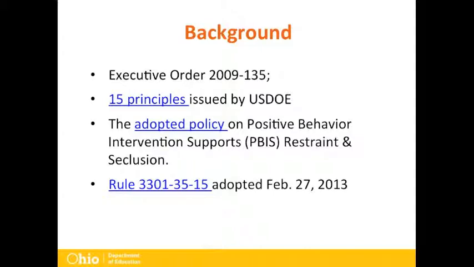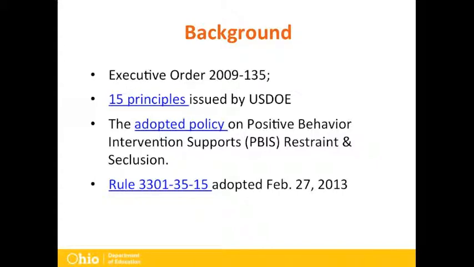First, let's quickly look at the background of the Positive Behavior Intervention Supports, Restraint and Seclusion policy in Ohio. First, Governor John Kasich issued an executive order which prohibits the use of prone restraint and requires that state agencies collaboratively work together to create a state policy. In addition to an overarching state policy, state agencies created policies specific to the work that they do. Our topic is the policy as it applies to children in public schools.